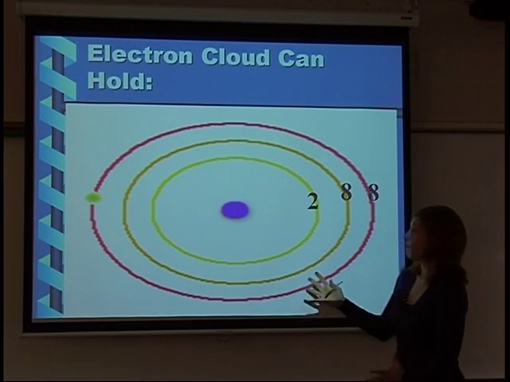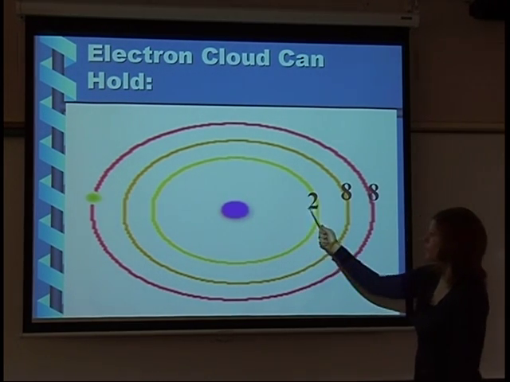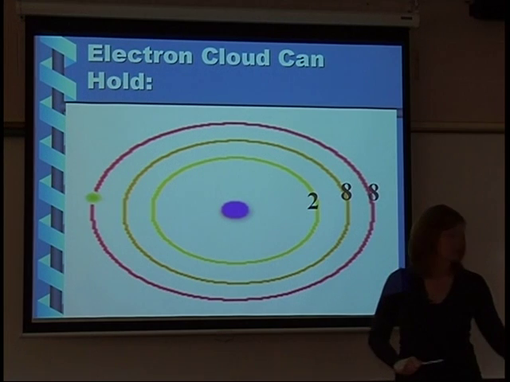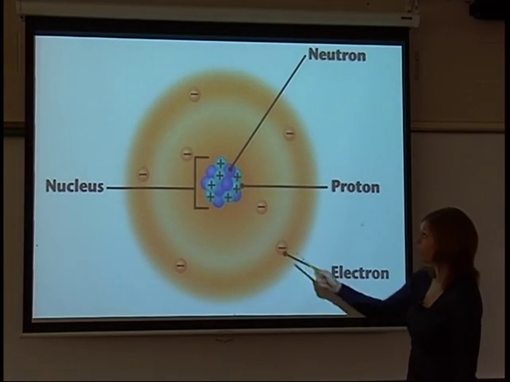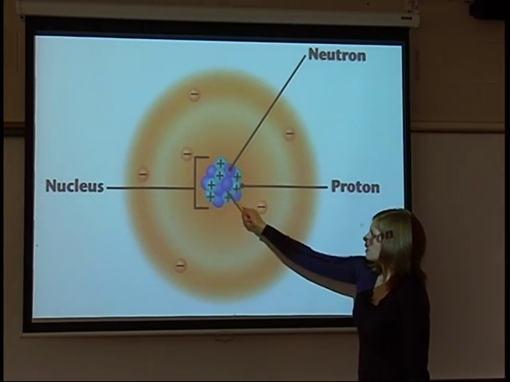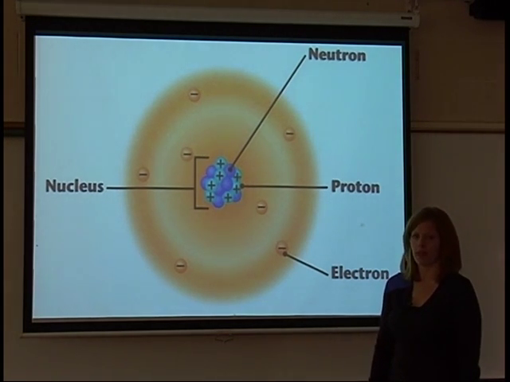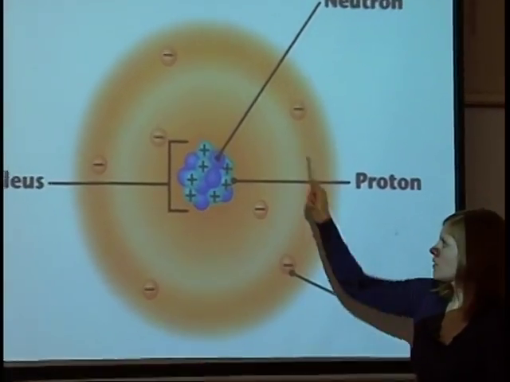Just showing you a basic model of the atom. This would be the nucleus, and this would represent where the electrons would be, 2 in the first, 8 in the second, 8 in the third. Another model of the atom, this one actually showing these positively charged protons. The neutrons are in the purple here. They don't have anything written on them because they have no charge. And then the negatively charged electrons outside of the nucleus.